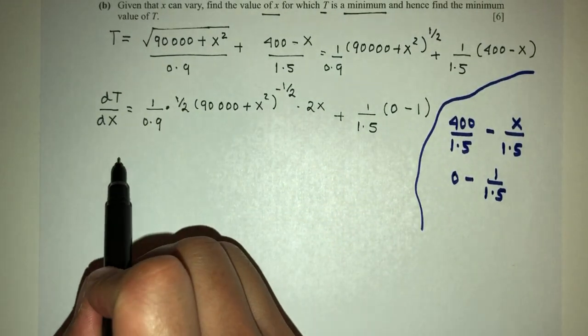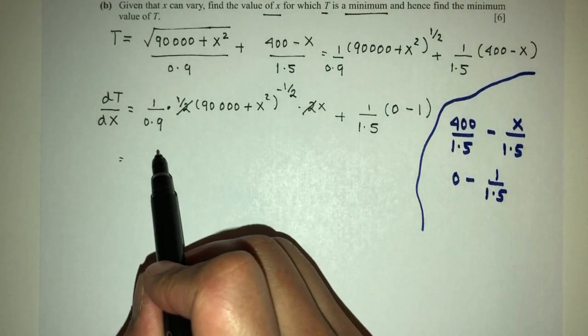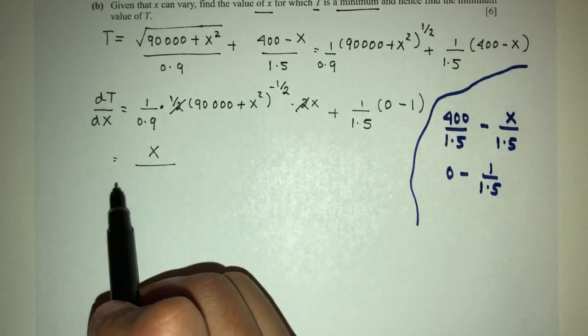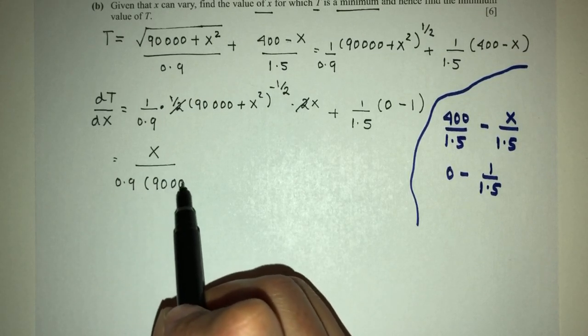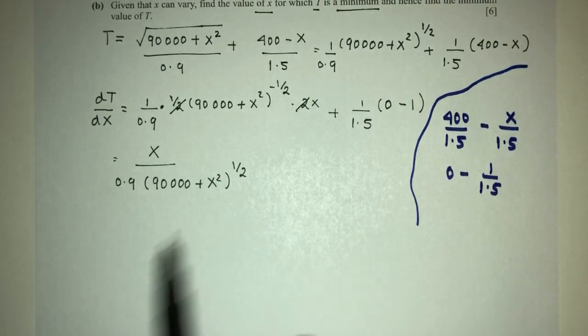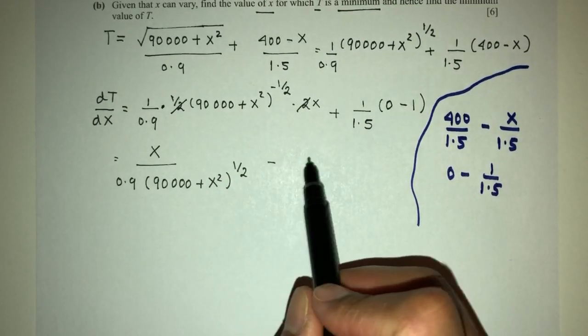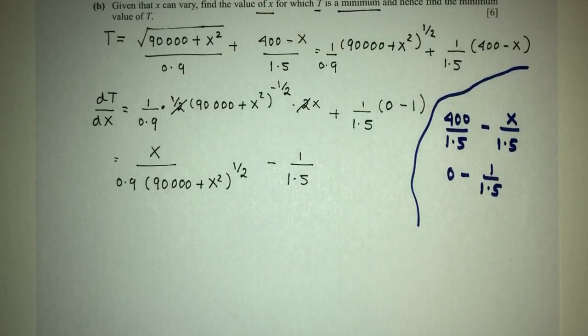So simplify, you will have what? This will cancel out. That will become x over 0.9, times (90,000 plus x squared) to the power half, and then minus 1 over 1.5. Okay, that will be dt by dx.